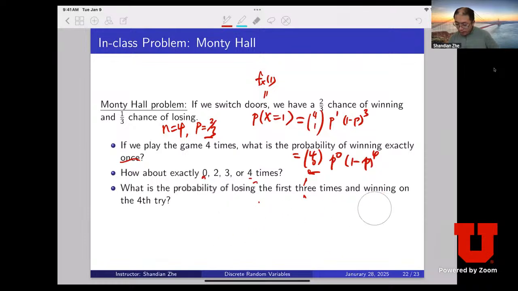Now let us look at the second question. What's the probability of losing the first 3 times and winning at the 4th try? In other words, what's the probability of you keep losing until you win at the last try? How do we calculate that probability? Is it still binomial distribution?